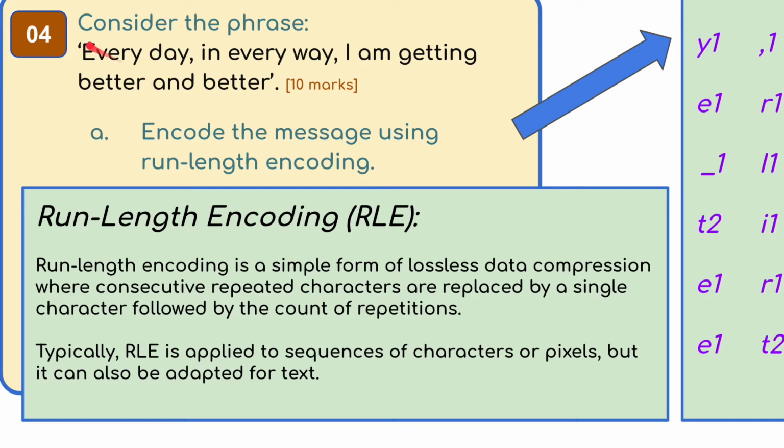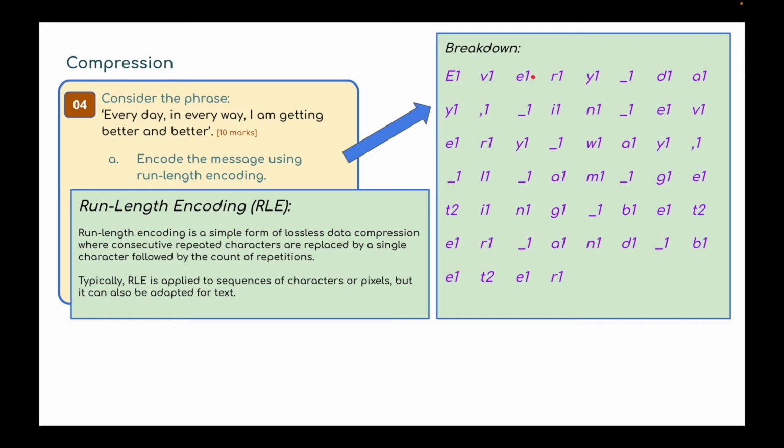But here, because we've got very few characters that are next to each other, we've got quite a big encoded message. For example, capital E appears once, a V next, then an E, then an R, then a Y, then a space, D, A, Y, comma, space, I, N, space, E, V, E, R, Y, space, W, A, Y, comma. So it's all single characters until we get down to "getting", where we'd have a 2 for T. T would equal 2. And then, of course, in "better and better", we would have T2 and T2.